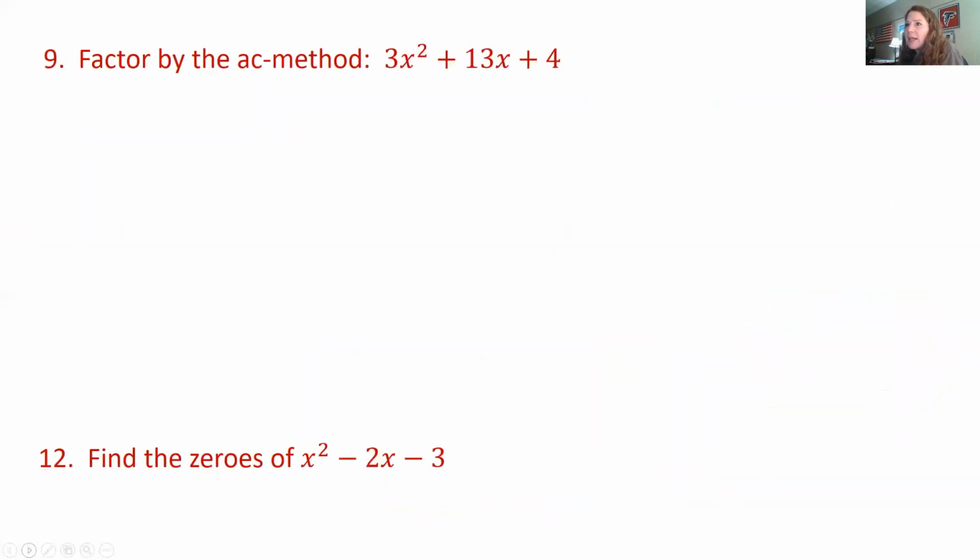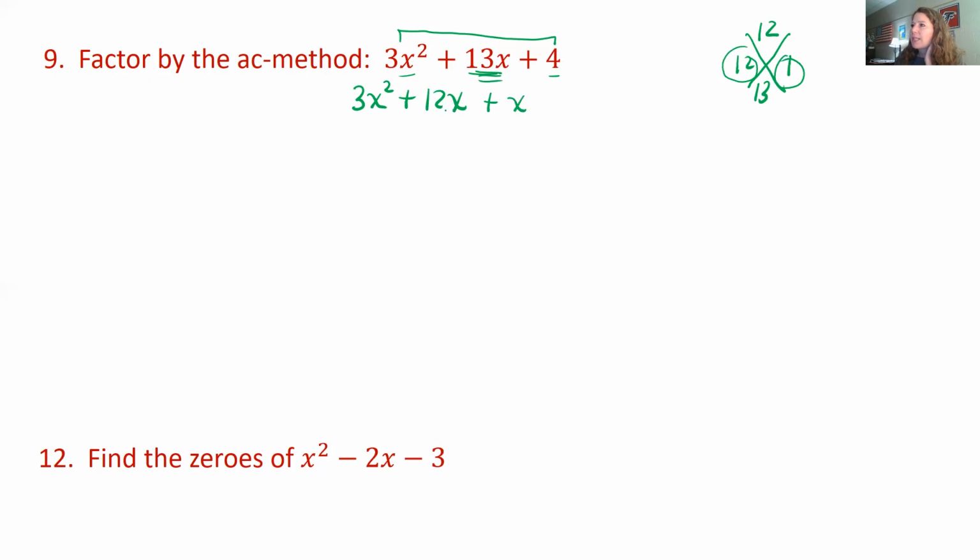Number 9, it says factor by the AC method. So the first thing I notice is that I can't pull anything out of all 3 terms. I don't have any common factors. So I am going to factor by the AC method, which means multiply A times C, which is 12. So I want 2 numbers that multiply to give me 12, and add to give me 13. So that would be 12 and 1, right? So I'm going to rewrite the first term and the last term, and then my middle term is going to be 12x and 1x. And doesn't 12x plus 1x equal 13x? Yep. And then I bring down that last term.